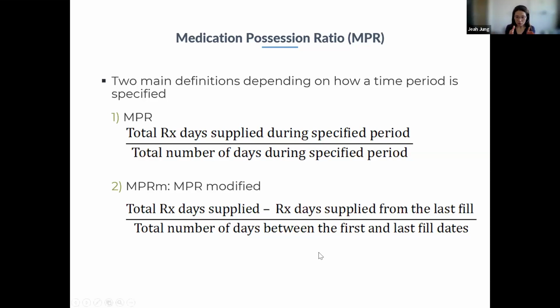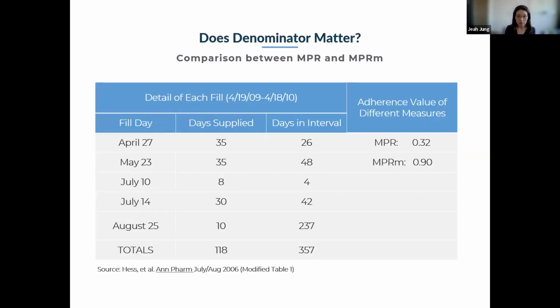Then during this time interval, you get the number of days. That's your denominator. And then in the numerator, only during that time period, the time period in your denominator, you get the days of supply, but you have to subtract the prescription days supplied from the last fill, right? Because you stopped here, the last fill date was July 1st, but that has 30 days of supply, so you have to subtract that 30 days from the total prescription days supplied. I just call this one MPR modified, so MPRM.